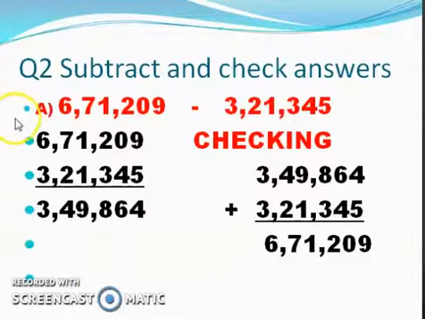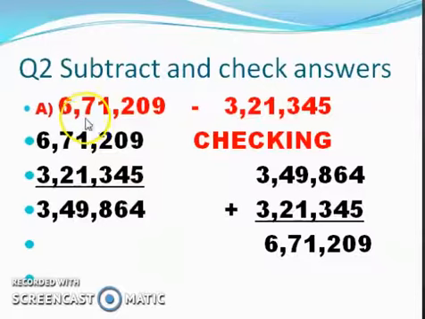And here we come to question number 2. Subtract and check your answers. 6,71,209 minus 3,21,345. Here, children, will write the bigger number first, then the smaller number. We start subtracting from the ones place. 9 minus 5, 4. 10 minus 4, 6. 1 remains here. 11 minus 3, 8.